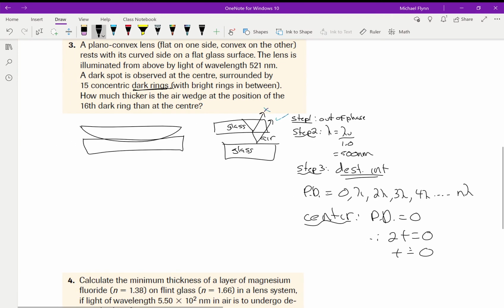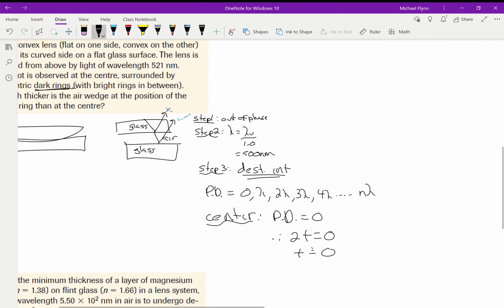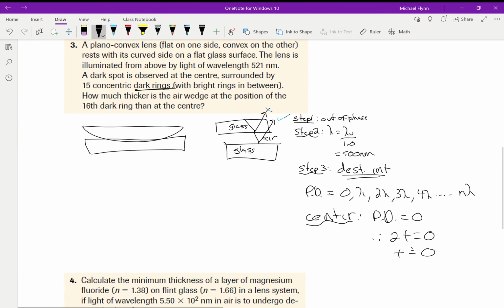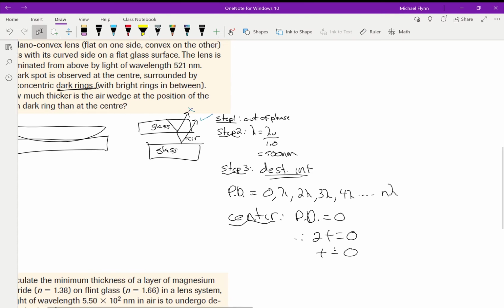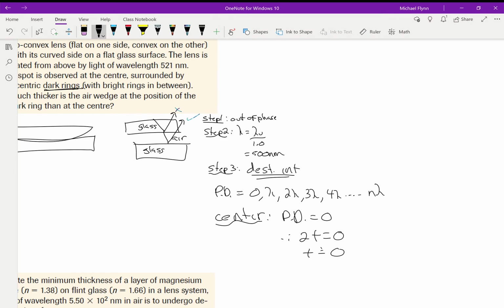Now at the 15th ring, the 16th position of the dark ring, I guess they count the center one as a ring. It's really a circle, but anyway, they count it as a dark spot. They're counting that as one of the rings, and then the 15 other rings for the 16th dark ring. So now what we're going to do is we're going to say that the path difference, I think they would do it this way on the 15th ring.